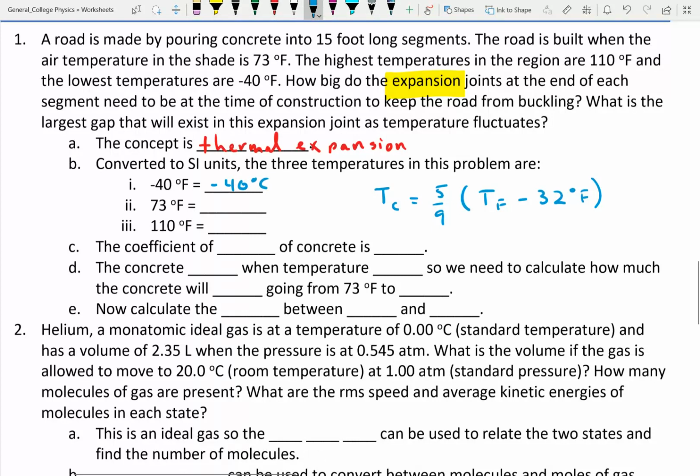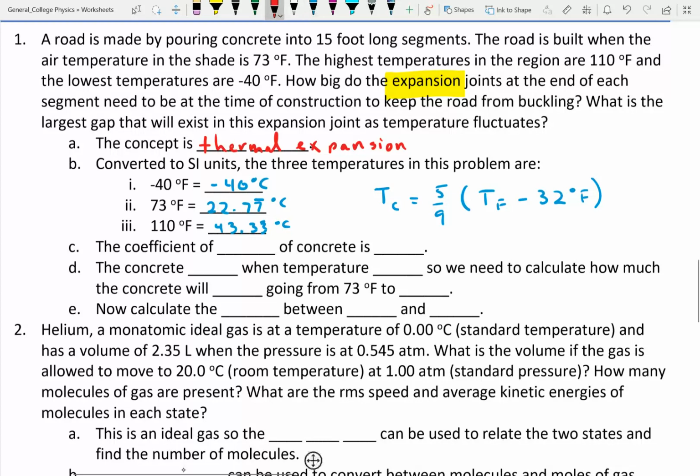73 degrees Fahrenheit, when we do the calculation, turns out to be 22.77 repeating degrees Celsius. Granted, we only have 2 significant digits, but I keep all my digits initially and then do significant digits at the end of the calculation. And 110 degrees Fahrenheit is 43.33 repeating degrees Celsius. Now we have to look up the coefficient of, and what is this doing?